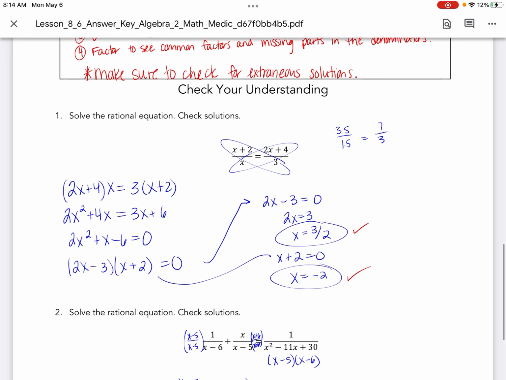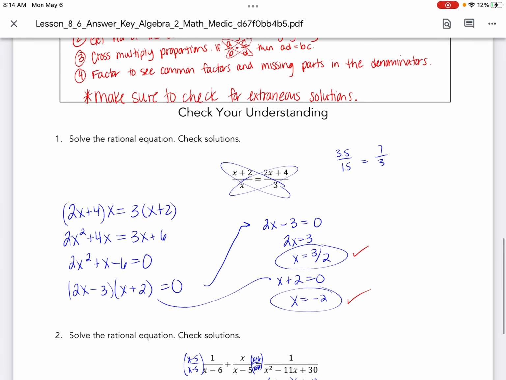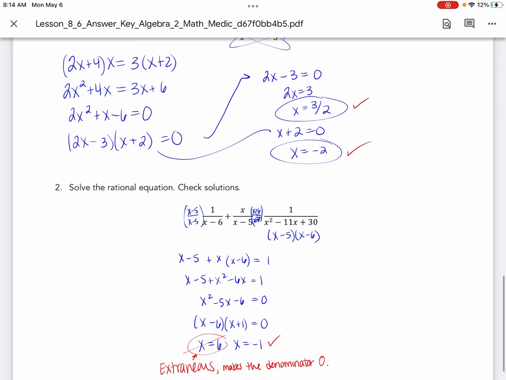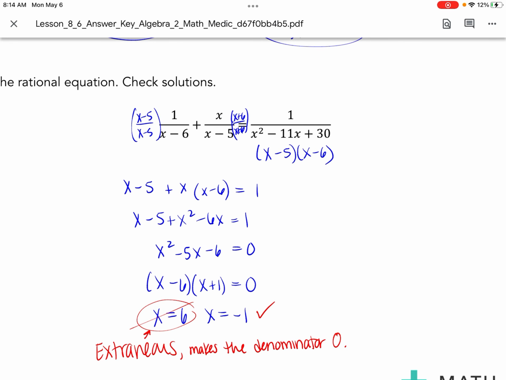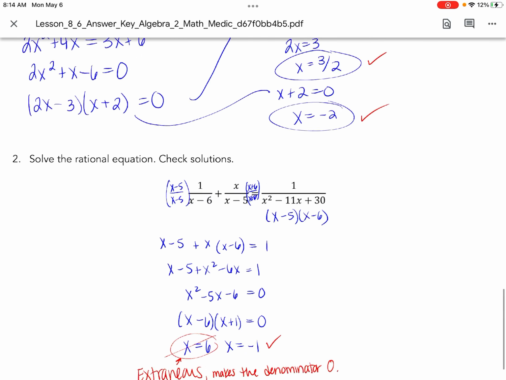All right, my friends, you don't need to worry about this next one. That's beyond our scope right now. You can look at this solution if you want. That's finding a lowest common denominator by multiplying by common factors. Again, we're not going to be doing problems like that.